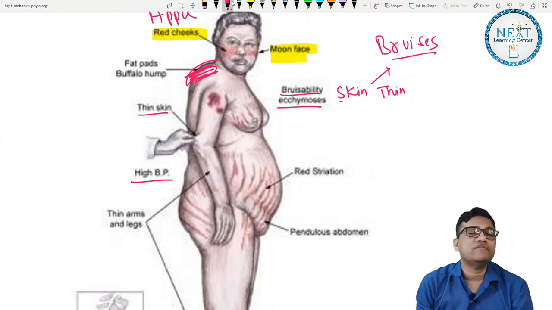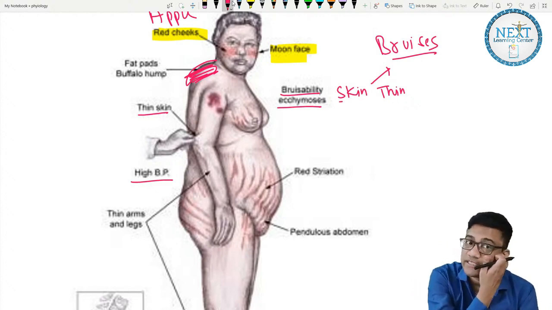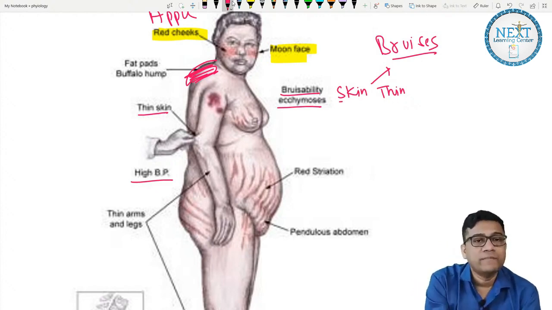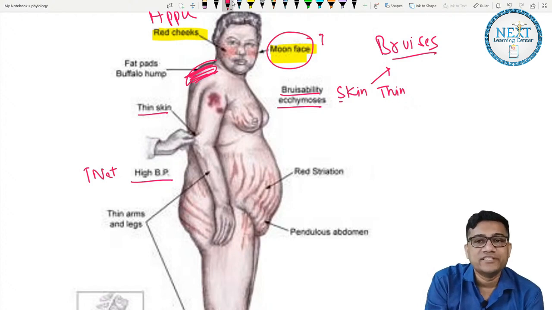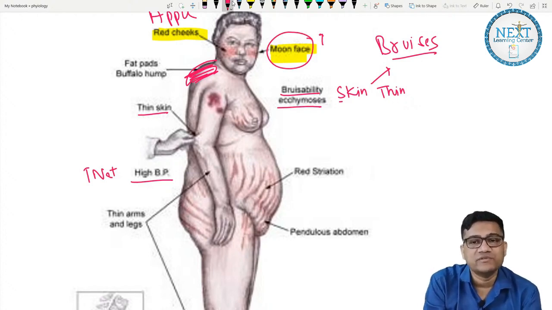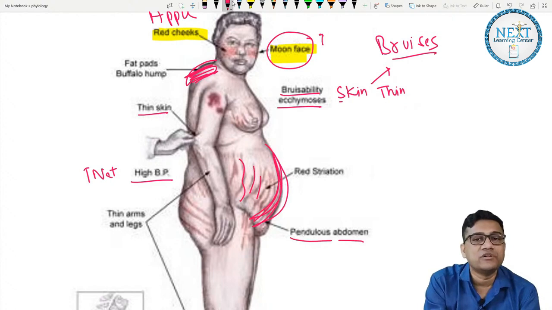BP is high. Why? Because of high sodium. So sodium retention causes high BP. And edema is also because of increased sodium. Okay, then red stria. Okay, I know the diagram is poor. Pendular, can you see the abdomen? Very big abdomen, pendulous or pendular. Then there are stria because of stretch marks. Can you see in pregnancy also? So red stria, striations.